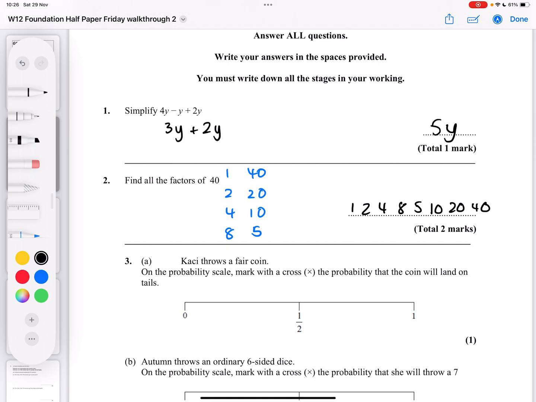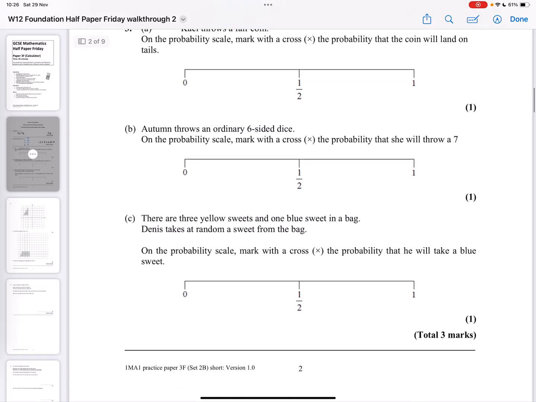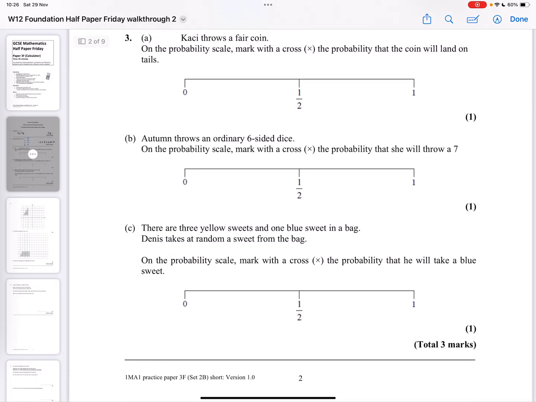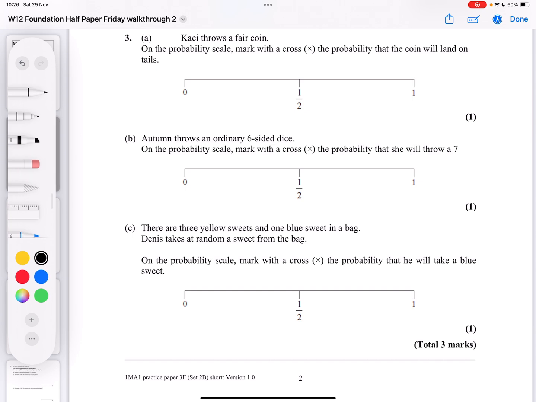Question 3. Casey throws a fair coin. On the probability scale, mark with a cross the probability it will land on tails. So there's 2 outcomes on a fair coin. You've got heads or tails. Tails is 1 of 2 of them, so that's a half. And you'll notice my cross is on the line.